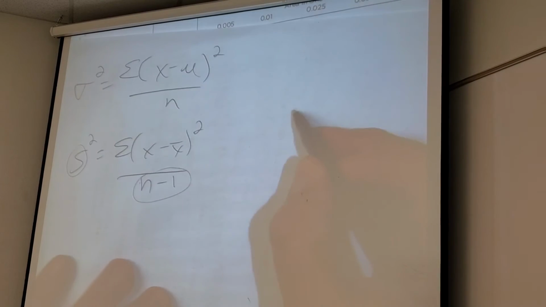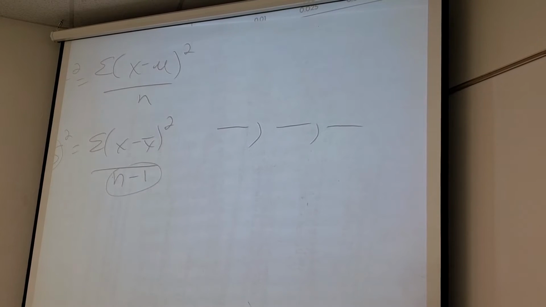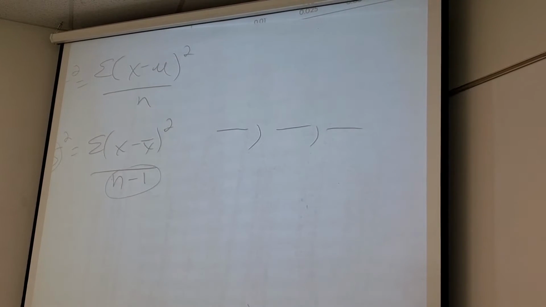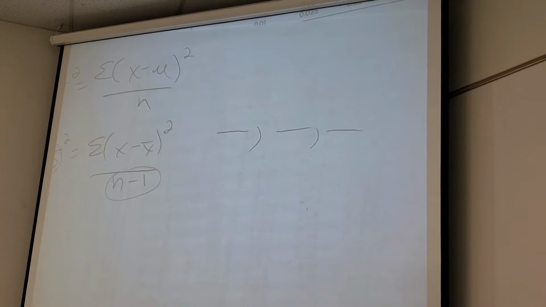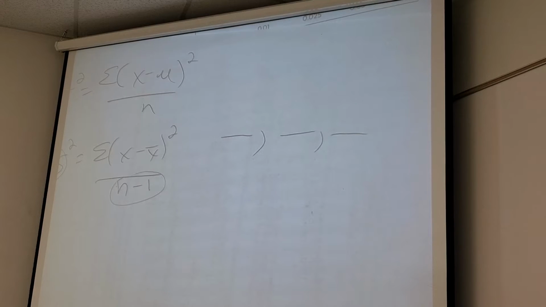Degrees of freedom. So if I had 3 numbers, and I knew that their average is 10. So I got 3 numbers, and I know they average to be 10. Do you know what any of the numbers are?